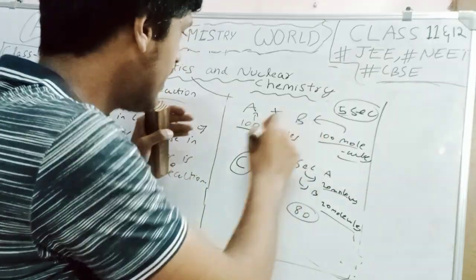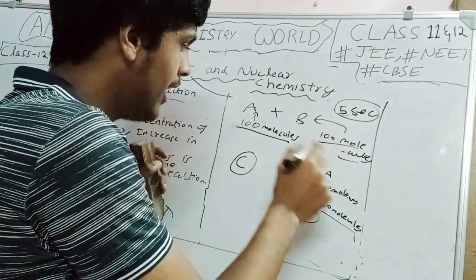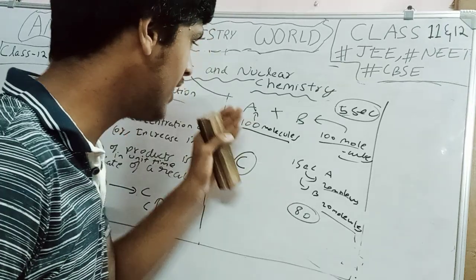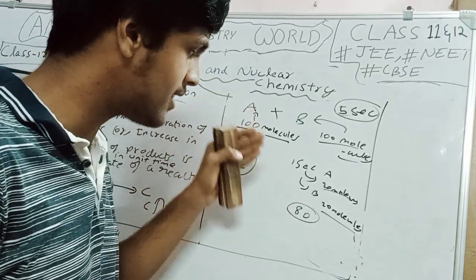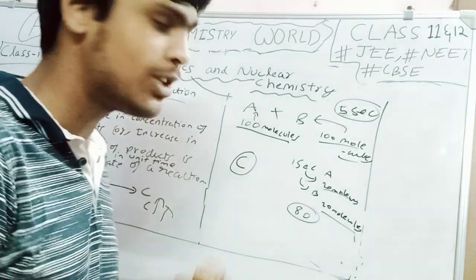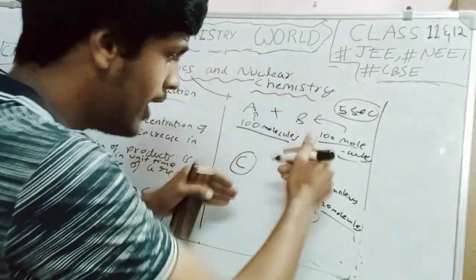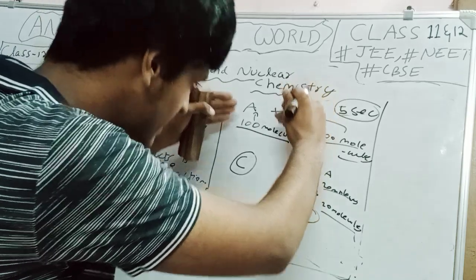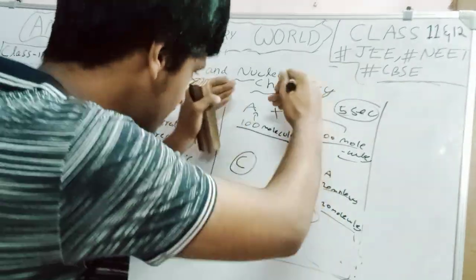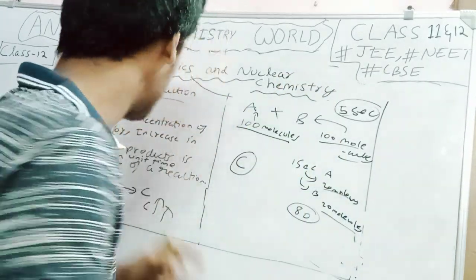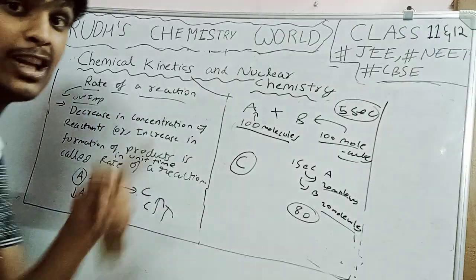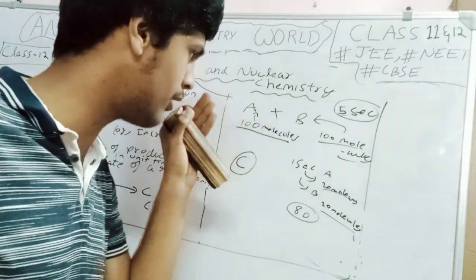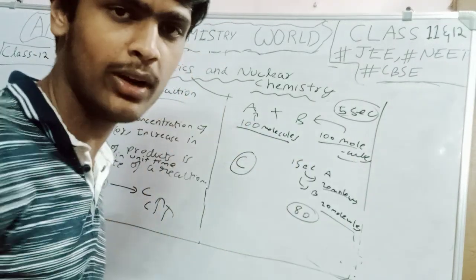What is happening from 100 molecules of A and B? It is changing to 80 molecules of A and B. The reactants are decreasing from 100 to 80 molecules each. So a decrease in concentration is happening. The decrease in the concentration of reactants in a unit time is called the rate of reaction. This is a very good example.